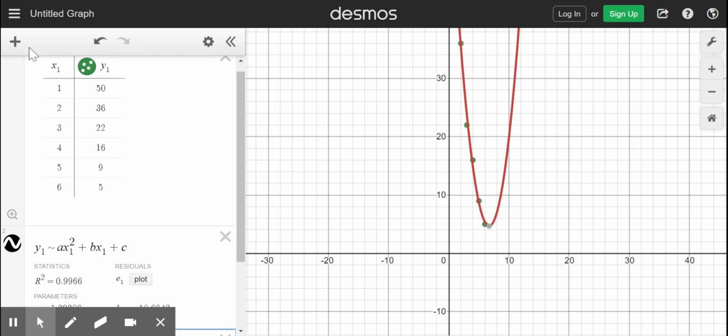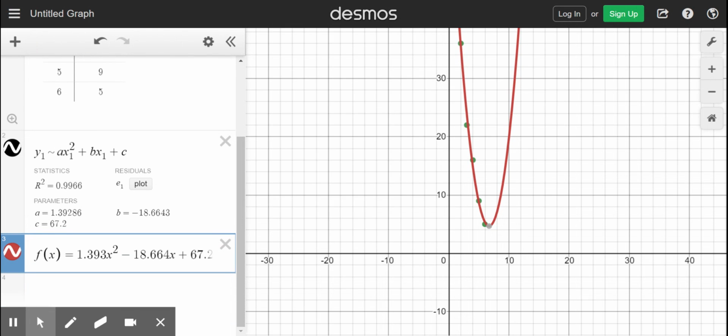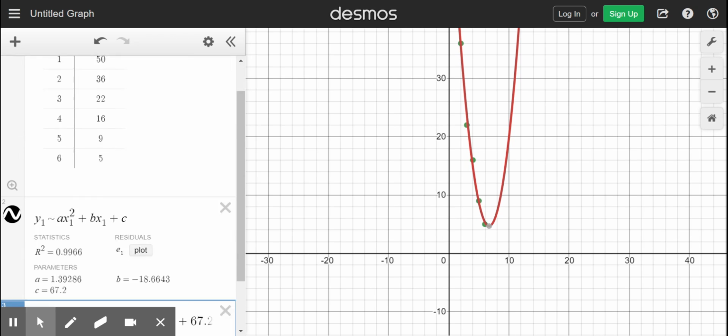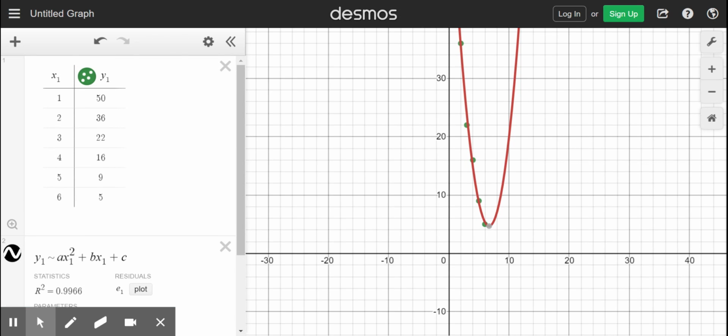So once again, I went to add and I did a table. I typed in all of my data. Then I did y sub 1, because that was right here. Instead of being equal, I had to do the tilde because it's an approximation. Then a x sub 1 squared, and to do the x sub 1, I do shift dash, squared, plus b x sub 1 plus c, and it gave me my regression. That's all you do with Desmos to get a quadratic regression and a curve of best fit.